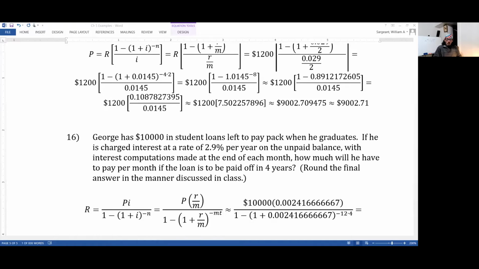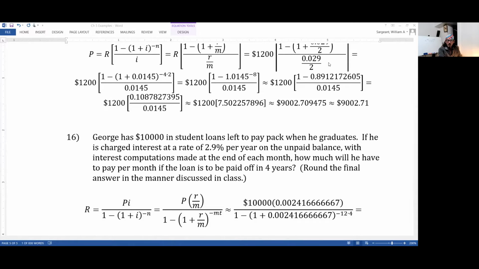When you are looking at amortizations, such as with mortgages, we've got the same root there of mort. And another example would be student loans. George has $10,000 to pay. He's supposed to pay it off in monthly payments in 4 years.